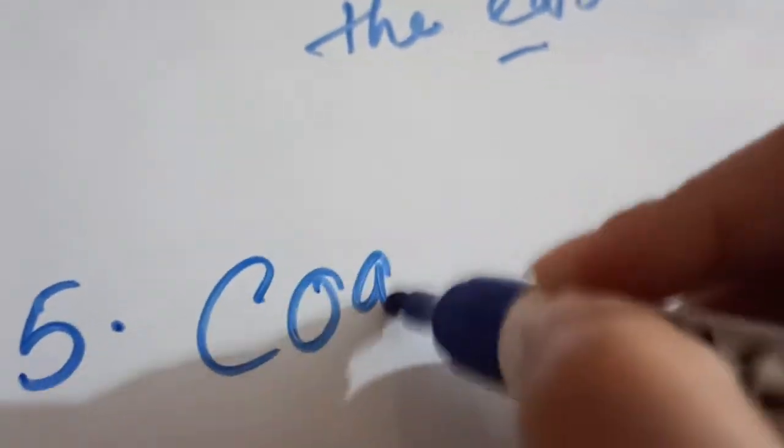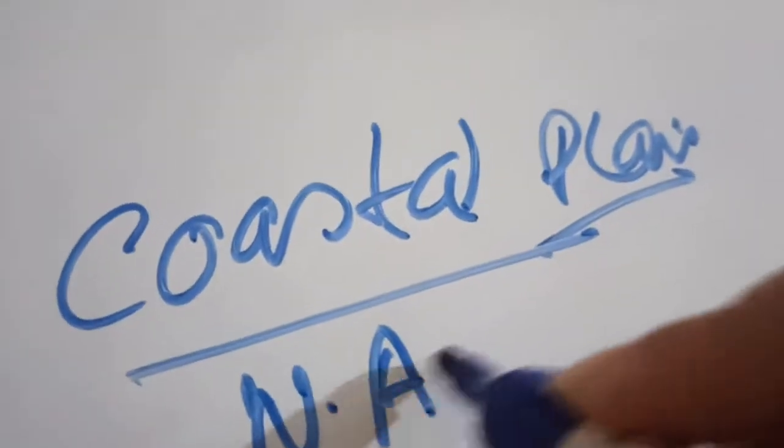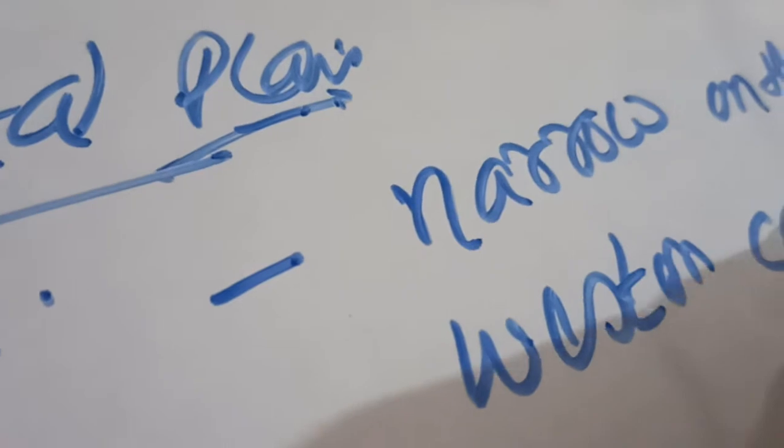The next physiographic division that we have is the coastal plain. The coastal part of North America is known as the coastal plain. It is narrow on the western coast along the Pacific. However, in the eastern region, it is a little wider along the Atlantic coast. Now let us see in the map.